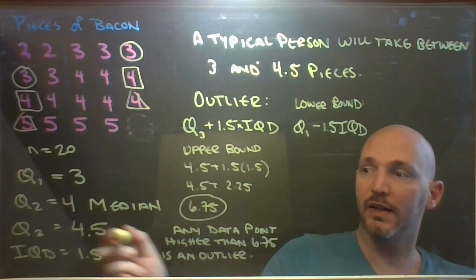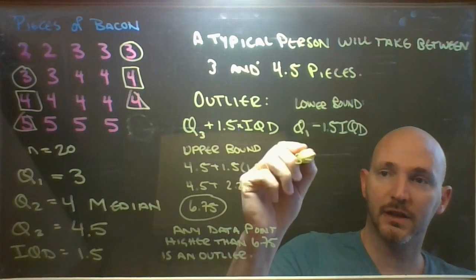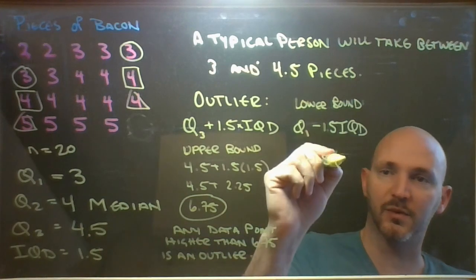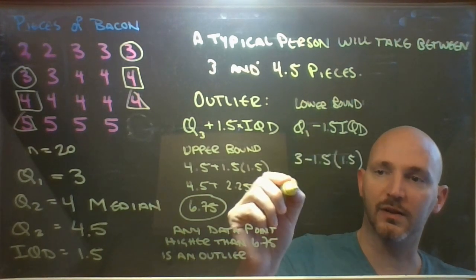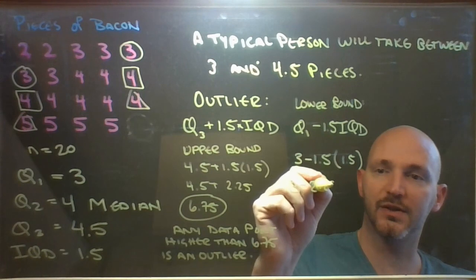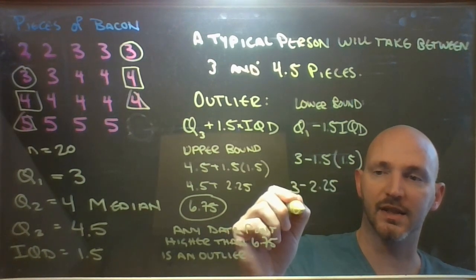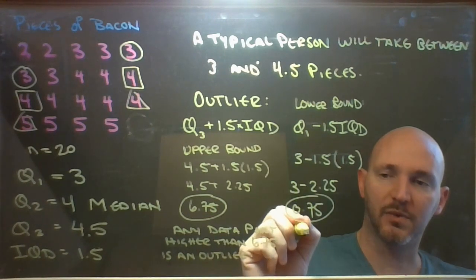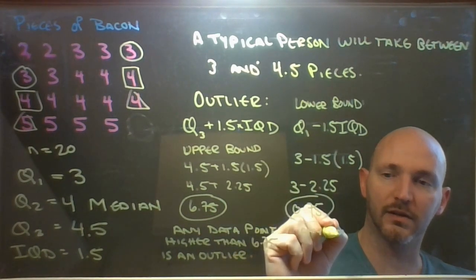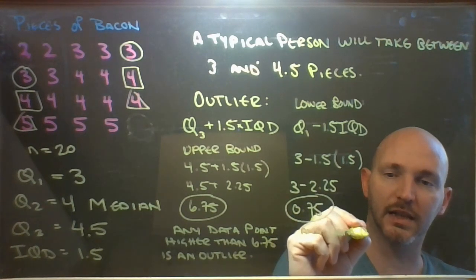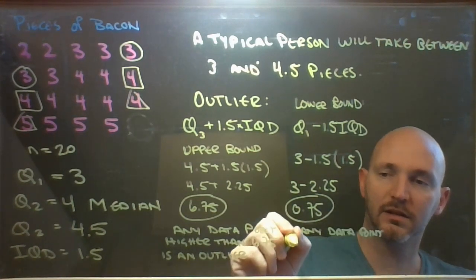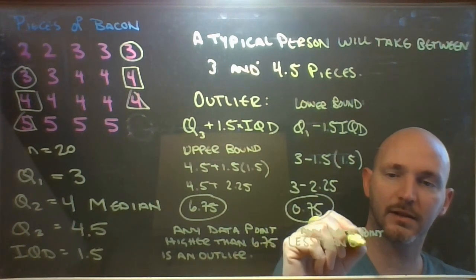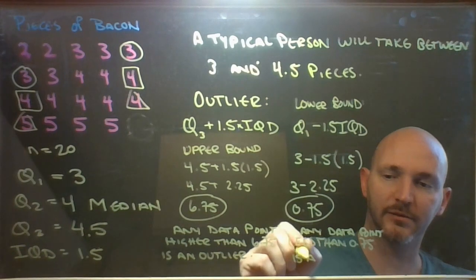So for Q1, I've got 3 here. 1.5 is always 1.5. My IQD is 1.5. So I'd end up with 3 minus 2.25, which is 0.75. So any data point less than 0.75 is an outlier.